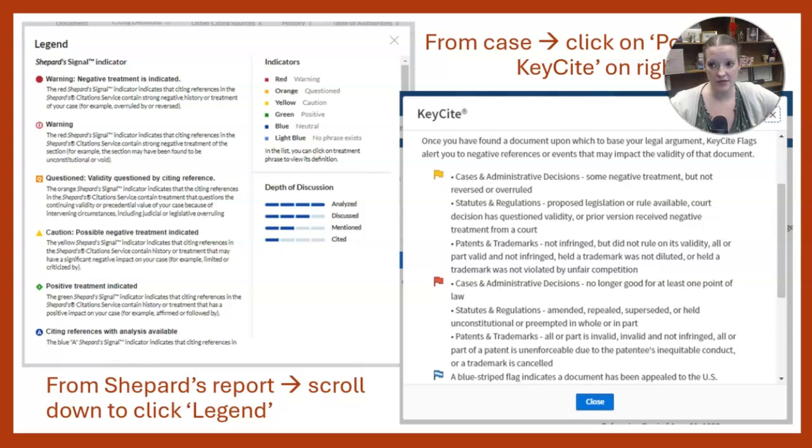On the left, we see the meanings for what Lexis calls their signal indicators. So if you are looking at a case, you can shepherdize that case, and we'll talk about a number of ways you can get there here in just a moment. But you go to your Shepard's report, and then you'll have to scroll down a little bit to click on Legend, and that's where you will find the meaning of these respective signal indicators.